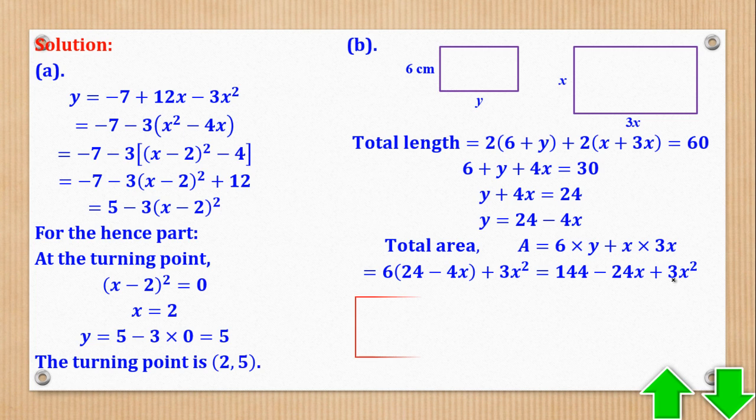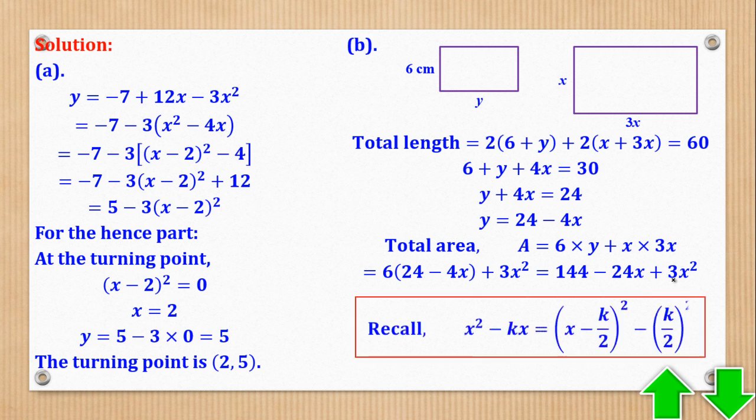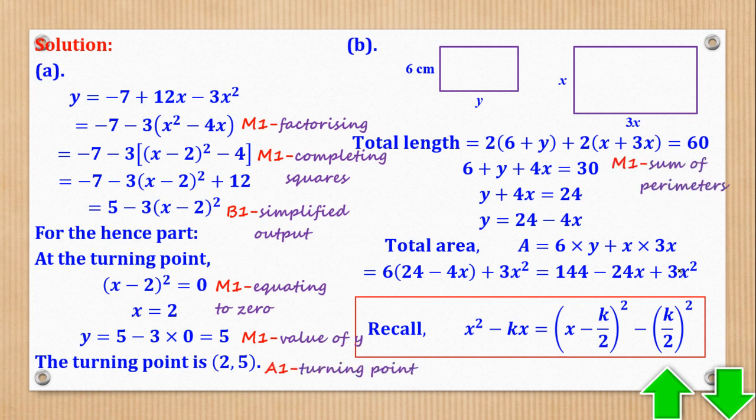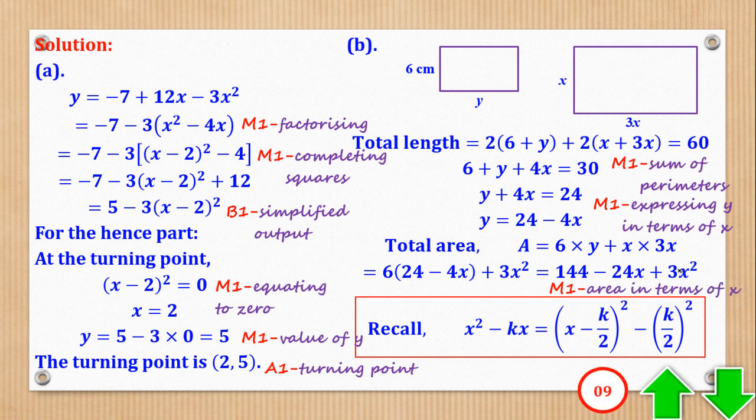I can now complete squares. But remember that to complete squares, the coefficient should be positive 1. So let's first see the marks for this slide, and we go to the next slide to see how to complete squares. That's how the 9 marks would be got on this slide. Let's see how the remaining 3 marks would be got.